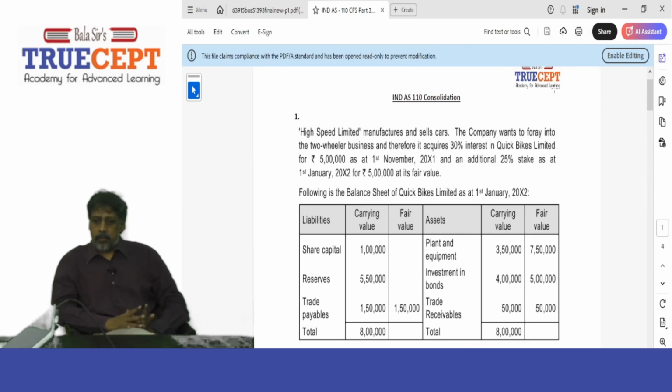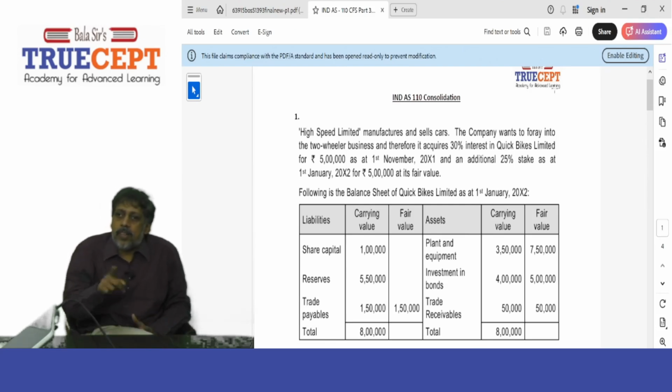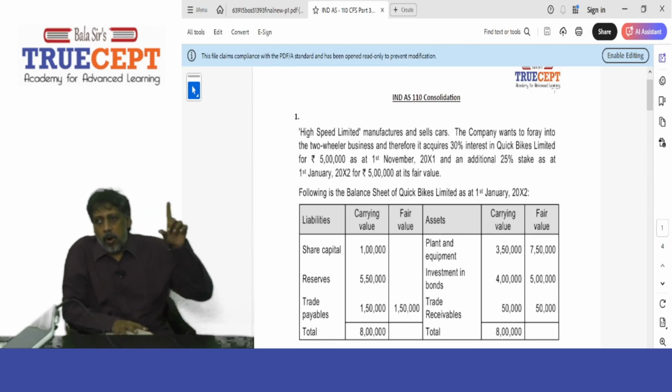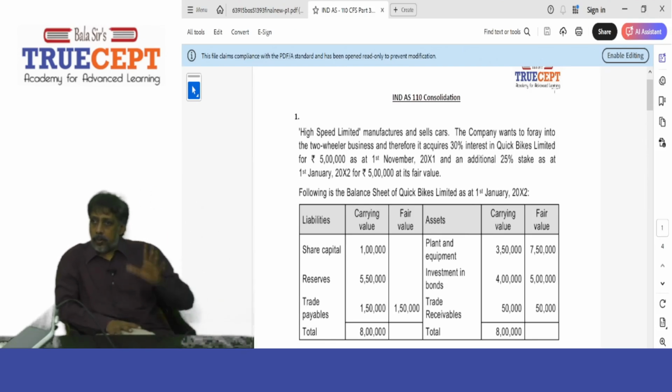Got it? Should I continue? Wait. After 55% I control, what is the non-controlling interest now? 45%, 100 minus 55, right? And again the question will say the company wants to fair value the NCI. That means they want to measure the non-controlling interest at its acquisition date fair value.